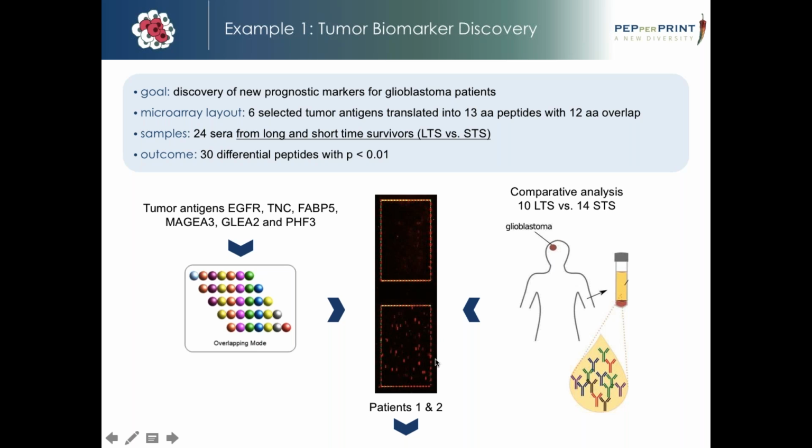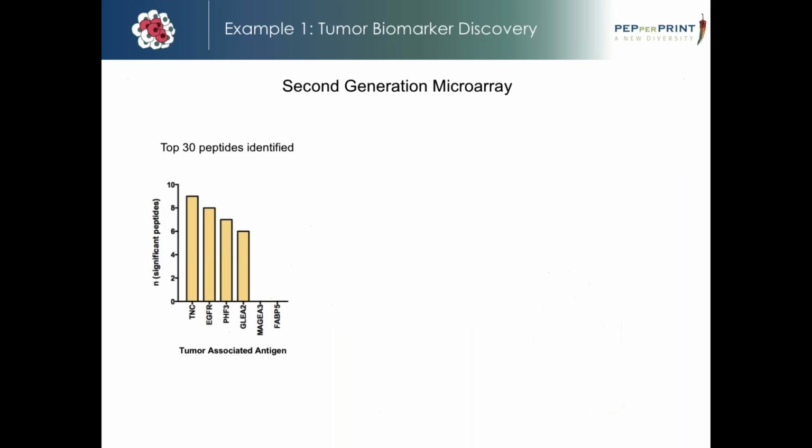In the middle, this is an example of a chip, the size of a regular microscope slide, and you can have 2 patients per chip, one on the top and one on the bottom. We initially tested 24 glioblastoma serum samples, shown on the right, from long and short-term survivors. What we were able to identify was 30 candidate marker peptides in 4 of the 6 tumor-associated antigens. Then we moved on to printing a second-generation peptide microarray with 16 array copies.